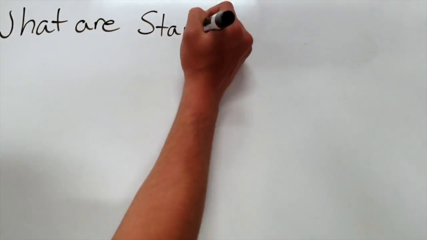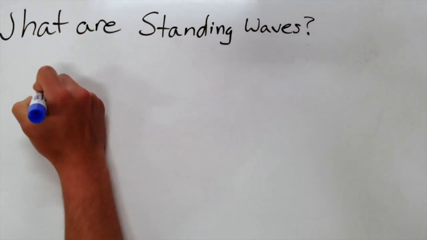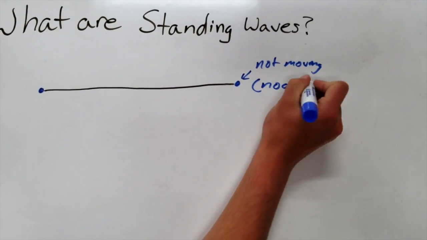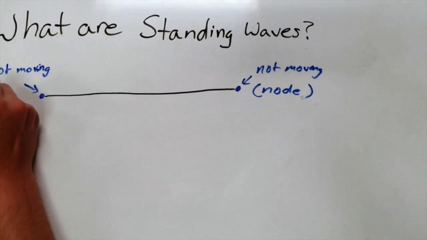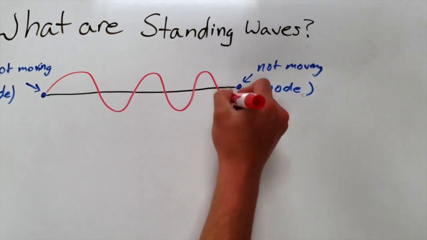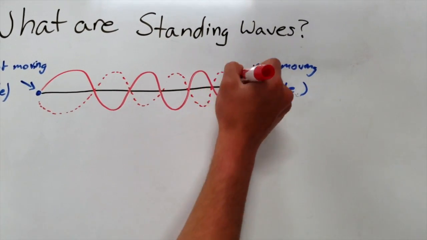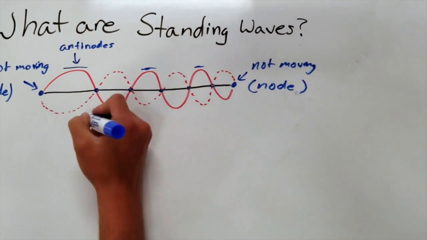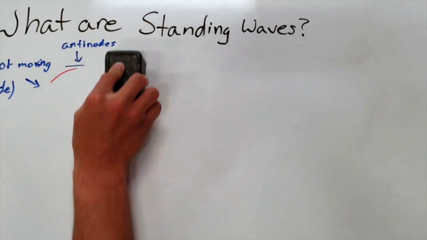So what exactly are standing waves? We can visualize this as a guitar string with both sides on fixed points called nodes, since they're not moving. A wave can be propagated down and reflected back on itself, causing antinodes and nodes where they're not moving.